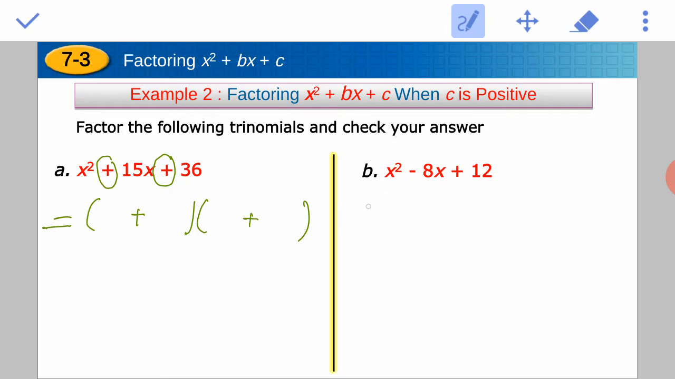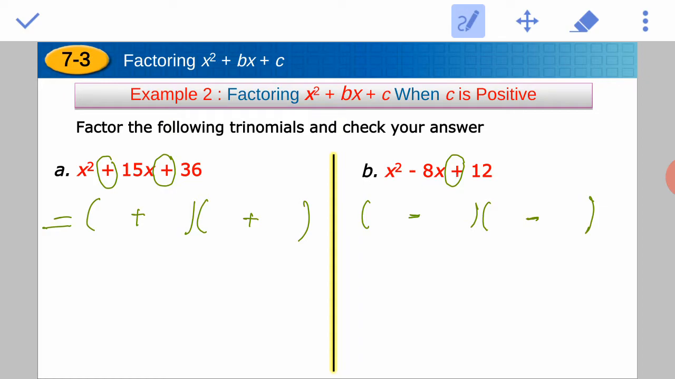Let me jump to this one. Step number one, you create the two parentheses and you look at the last sign. If the last sign is positive, the two signs are similar, exactly like the middle one. In this case, the middle one is negative, so the two signs are negative. Later in example number 3, we're going to study what if the last sign is not positive.